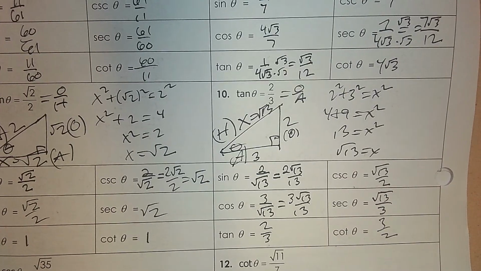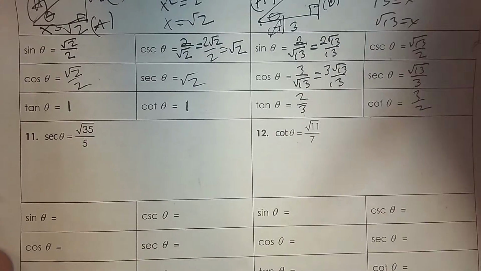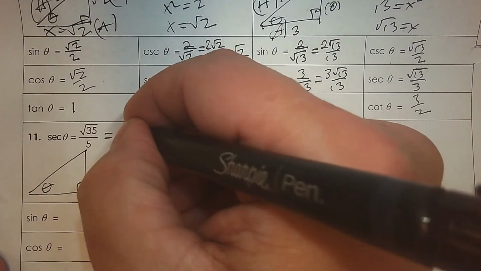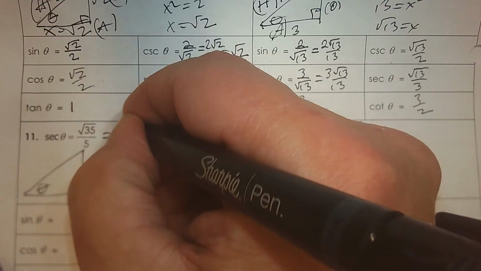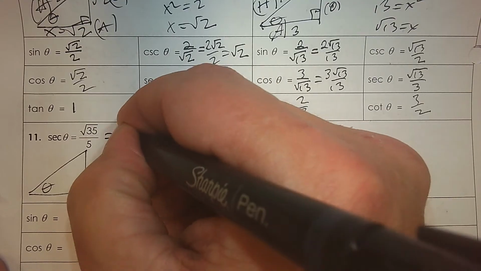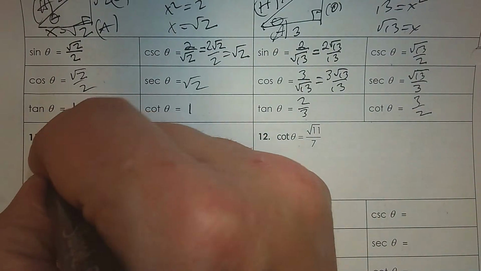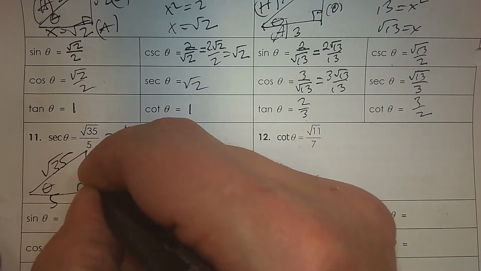All right, number 11. Label the triangle. Understand your definition. So secant's the reciprocal of cosine, so it is hypotenuse over adjacent. Should I do the reciprocal? So the hypotenuse is root 35, and the adjacent side is 5. I need to find x.